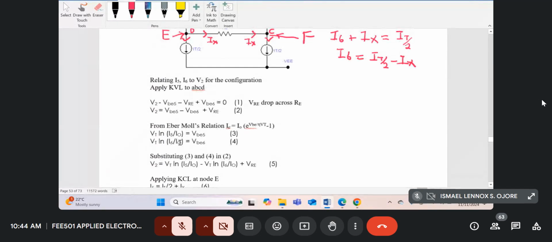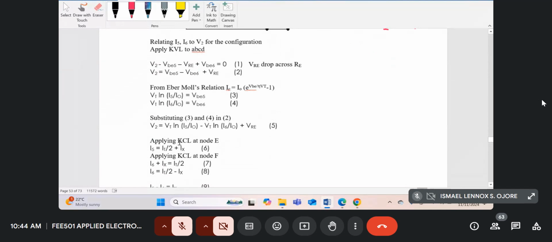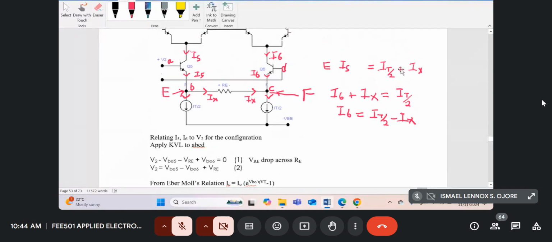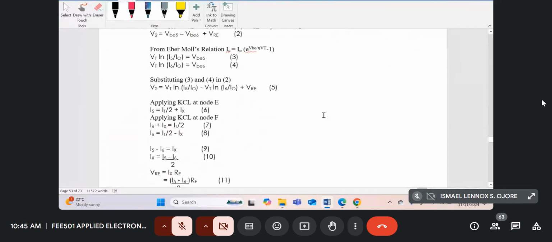So this is what I've done over here. Applying KCL at node E, I5 is just IT divided by 2 plus IX. That's what we did over here. And similarly for the next one, KCL at node F over here, I6 is IT divided by 2 minus IX. So equation 6 is I5. Equation 8 is I6. Now let's solve for the unknown current IX.